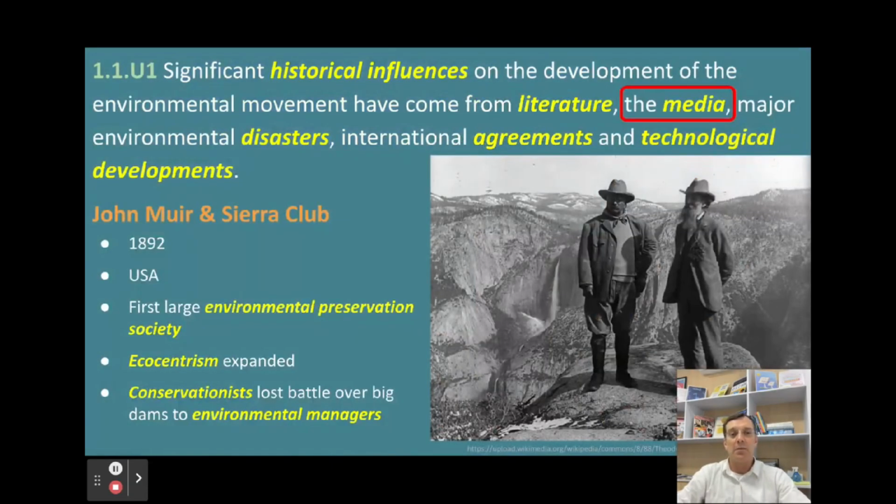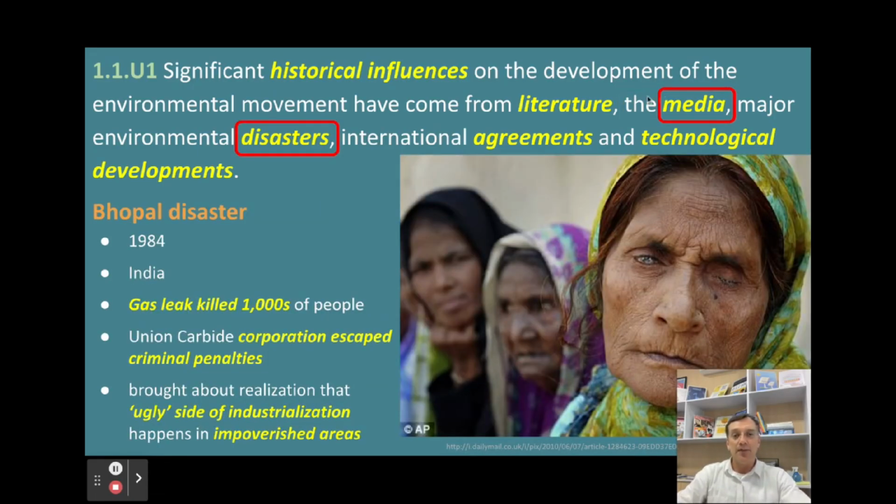Media has also played a major role in spurring the modern environmental movement. This began back in the 19th century with John Muir and the foundation of the Sierra Club. They made people aware of the natural beauty of the Yosemite Valley. And that was really the first large-scale environmental preservation society. It expanded on this view of an Earth at the center of a value system, the ecocentric viewpoint. Unfortunately, they actually lost their battle over big dams, and some of the land that they tried to protect was, in fact, inundated.